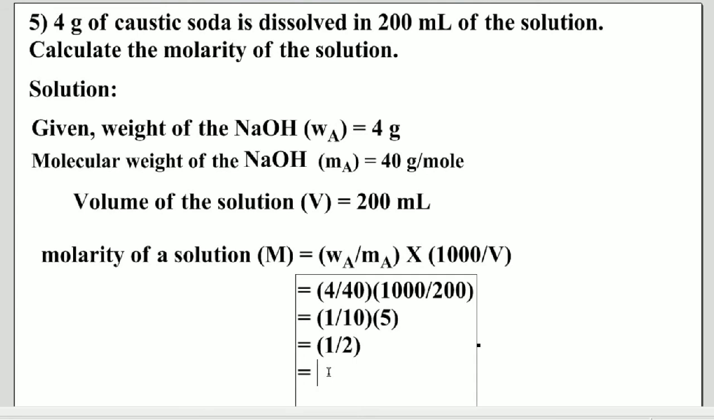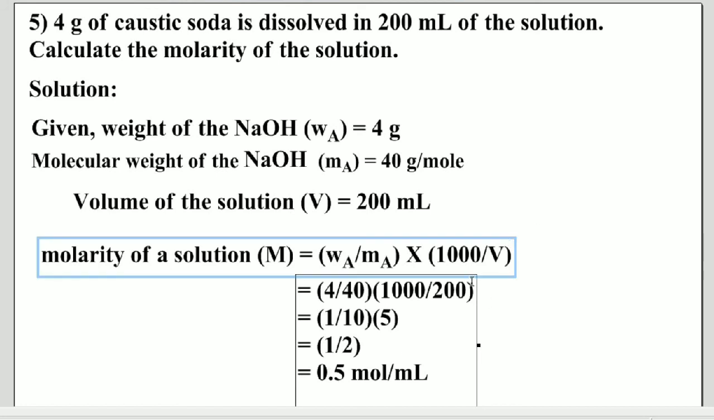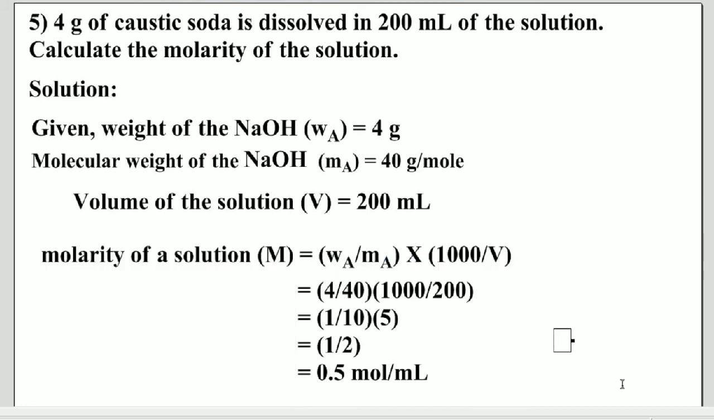Therefore 0.5 moles per ml is the molarity of the solution. So when 4 grams of caustic soda is dissolved in 200 ml of the solution, the molarity of the solution is 0.5 mole per ml.